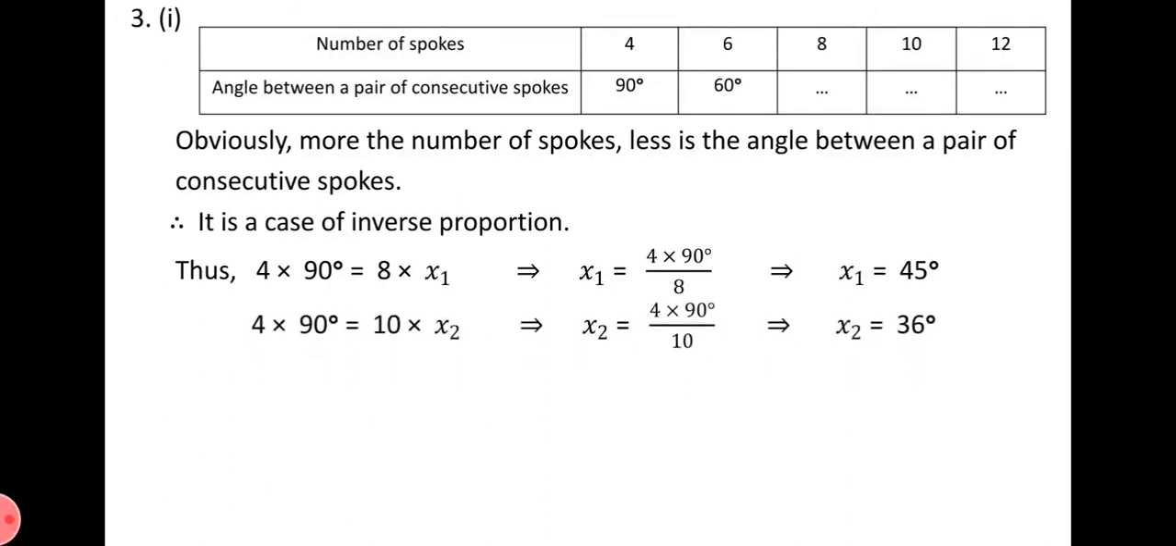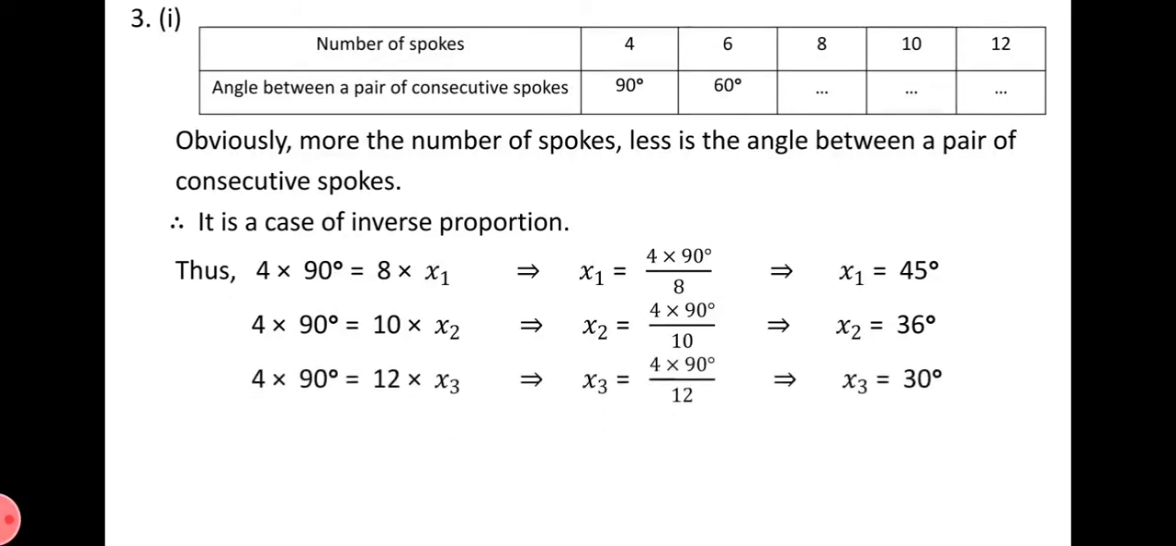Next, 4 into 90 degrees equals 10 into x2, which implies x2 equals 4 into 90 degrees upon 10. Here we will cut 0 and 0, that is, 4 9s are 36, so x2 equals 36 degrees. So if the number of spokes is 10, then the angle between a pair of consecutive spokes is 36 degrees.